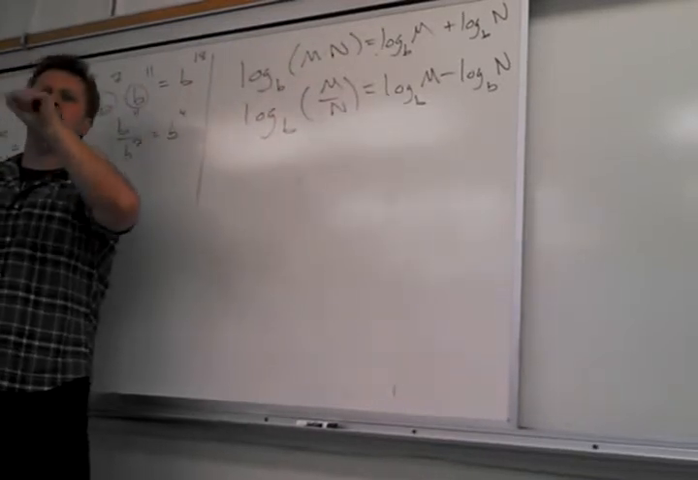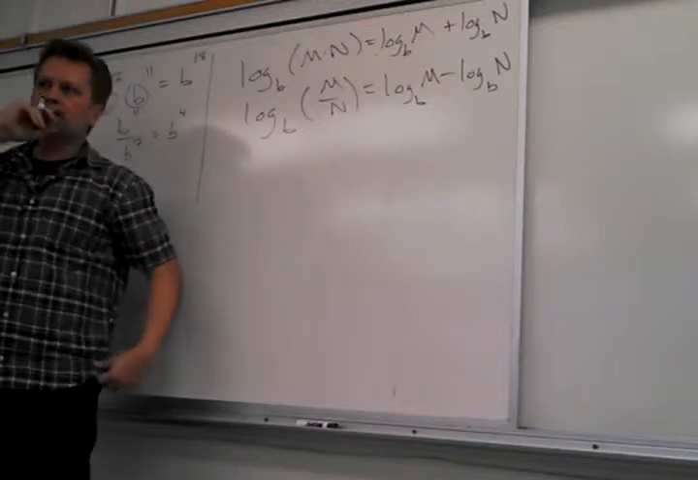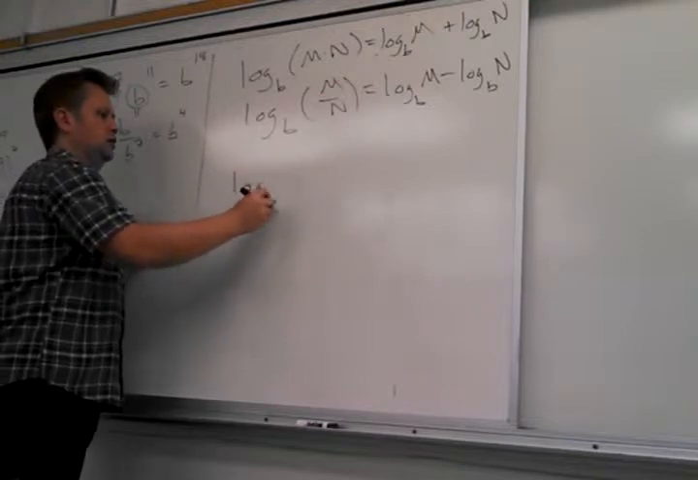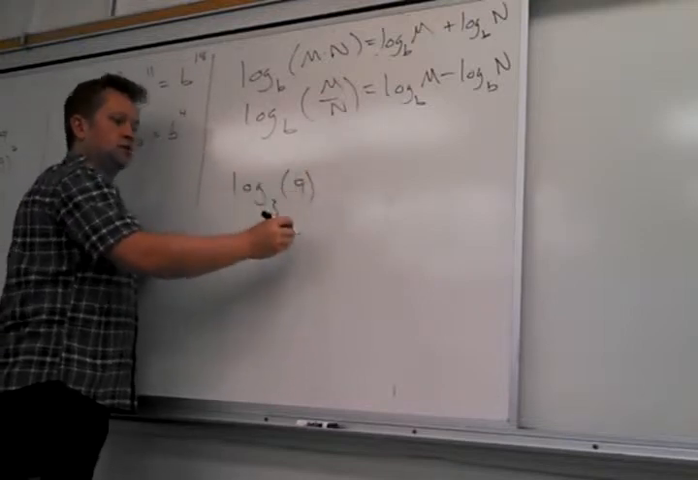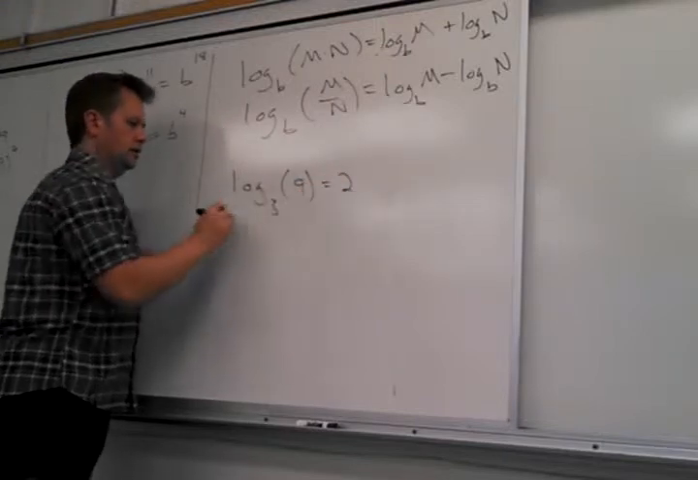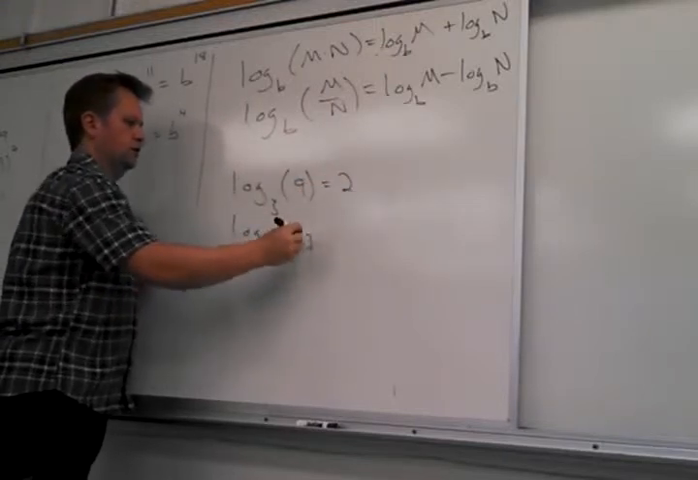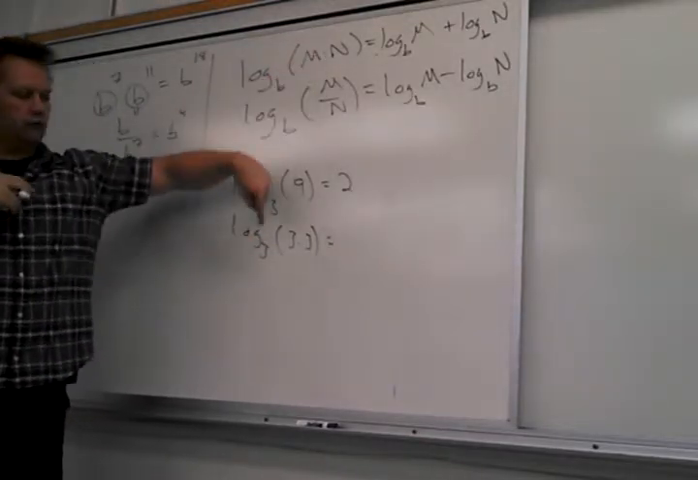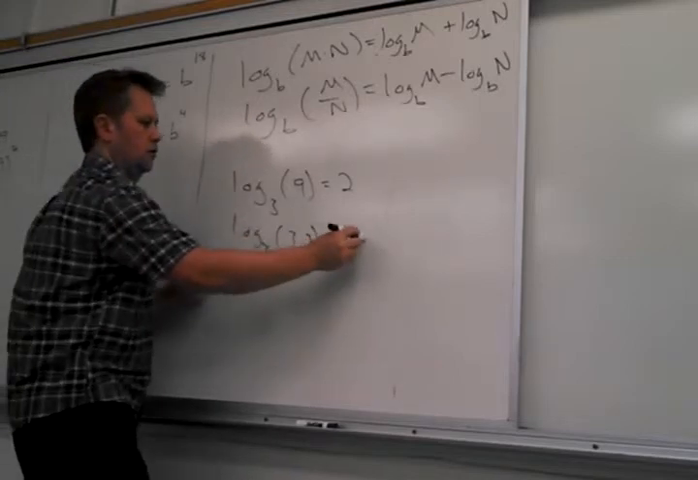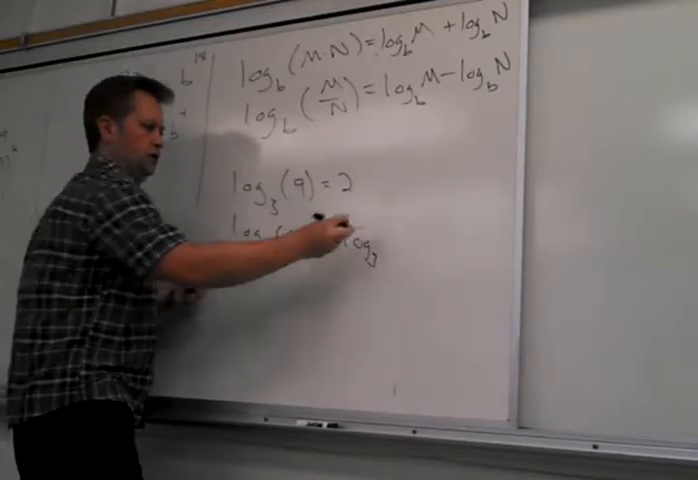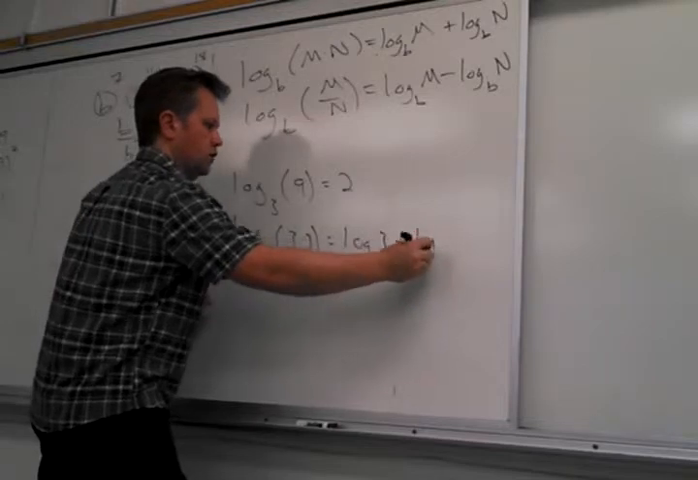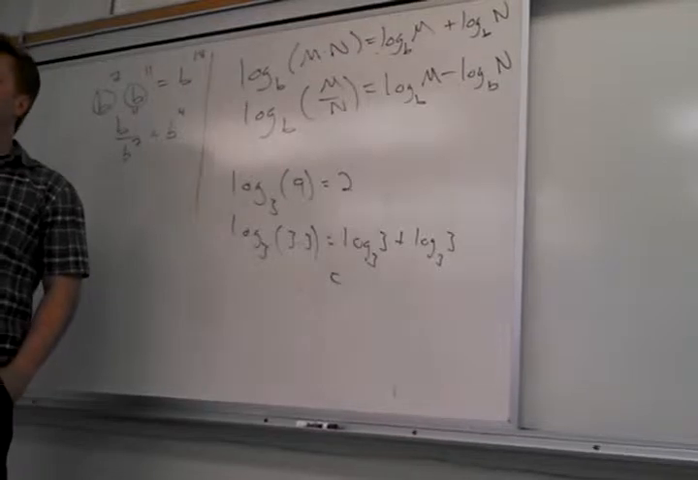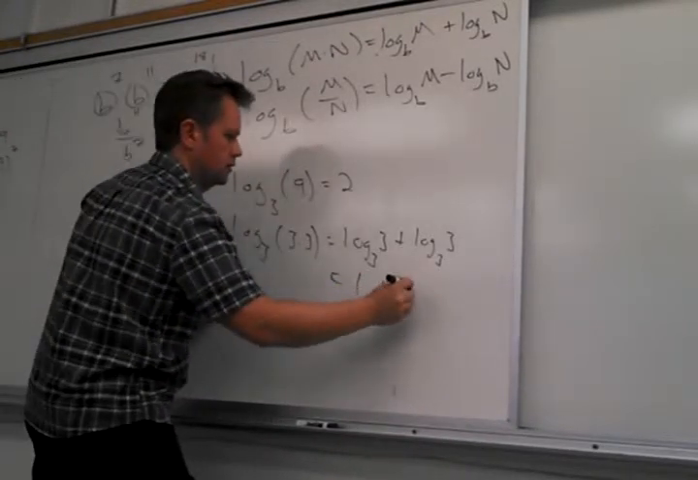Let's do a specific example and make sure that we believe this. Let's see if this actually works. What's log base 3 of 9? 2. Now, can't I write this as log base 3 of 3 times 3? Isn't that what that is, right? Yes. And if I use the rule, how would I rewrite that? Log base 3 of 3 plus log base 3 of 3. Well, what's log base 3 of 3? 1, because 3 to the first power is 3. So 1 plus 1 is 2.